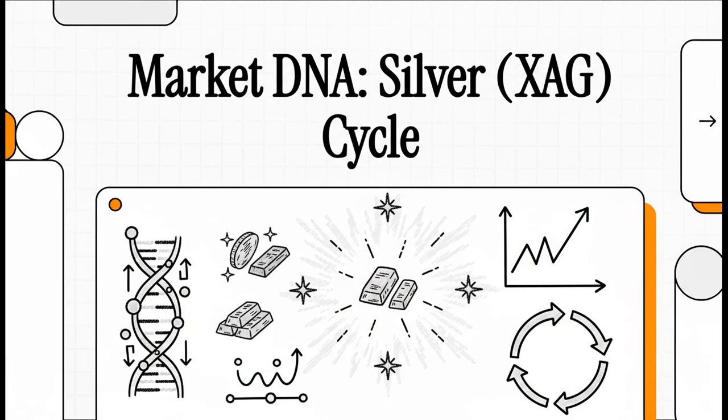All right, welcome. Today we're going to dive into a system called market DNA. We'll be doing a visual walkthrough step by step, and we're going to see how this model is applied to a specific cycle for silver, also known as XAG.